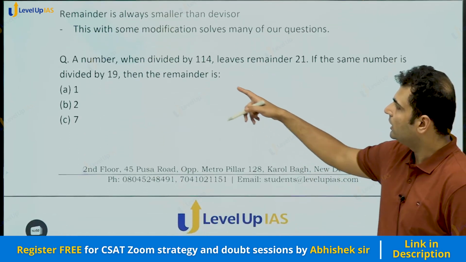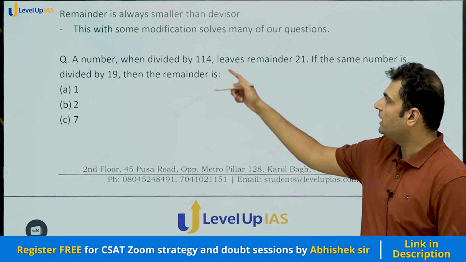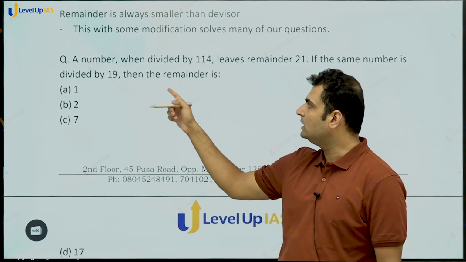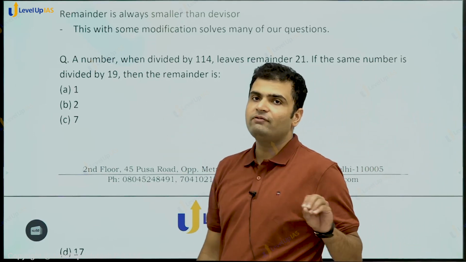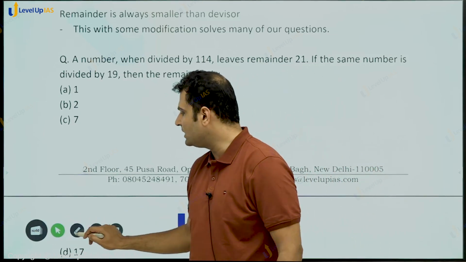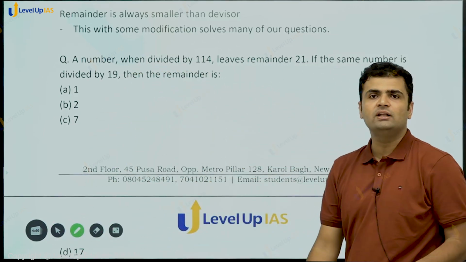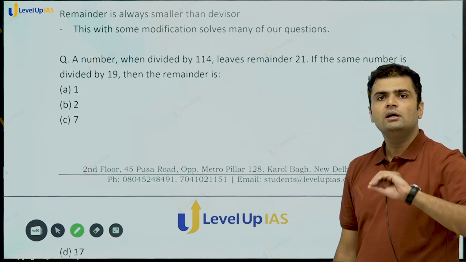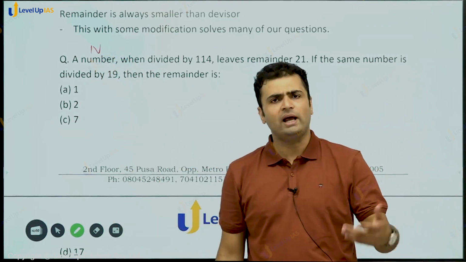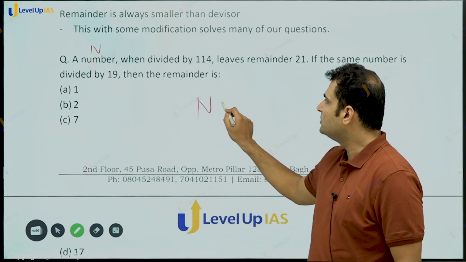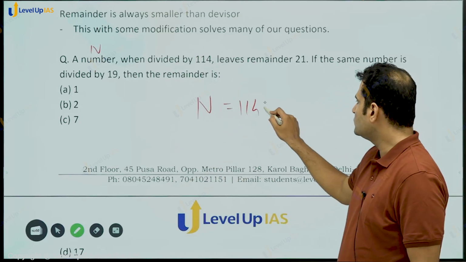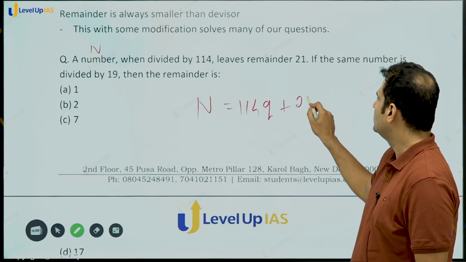See the question: a number when divided by 114 leaves remainder 21. If the same number is divided by 19, then what is the remainder? Now you may feel just by reading the question that this is a very difficult question, but it is not difficult. We just have to write whatever information is given to us in the division algorithm format. So for example, a number, let us call this number n. It is being divided by 114. So 114 is our divisor into some quotient, and they say remainder is 21.